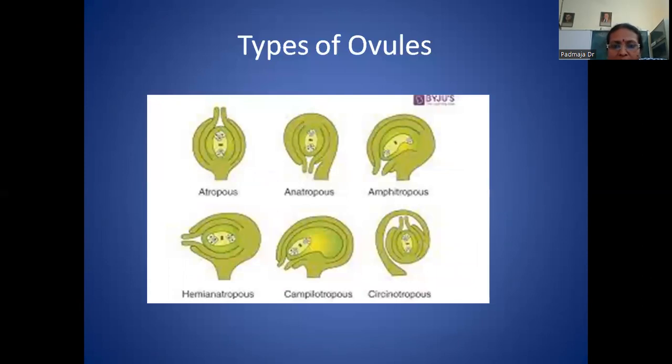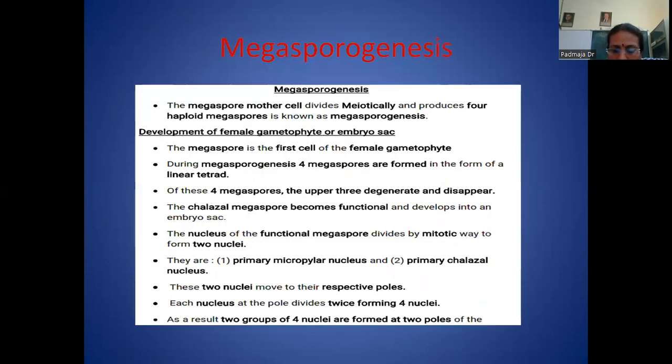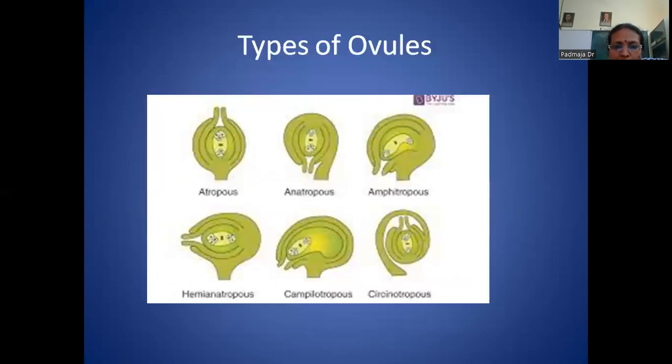And if you see, these are the diagrammatic representations of the ovules. Mainly, the orthotropous ovule is the straight ovule, the totally inverted one is the anatropous ovule, and the campylotropous ovule is present in the family Fabaceae. And the circinotropous type of ovule is seen in Opuntia. And the straight ovule or the primitive ovule is seen in gymnosperms also.